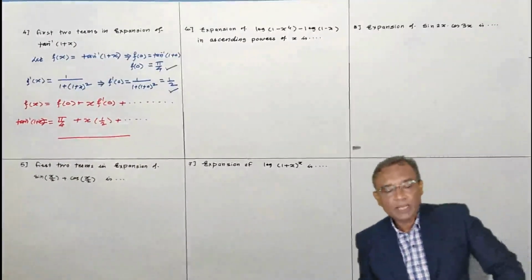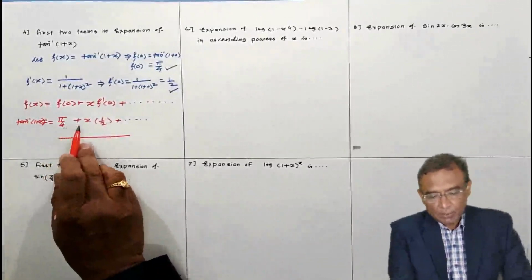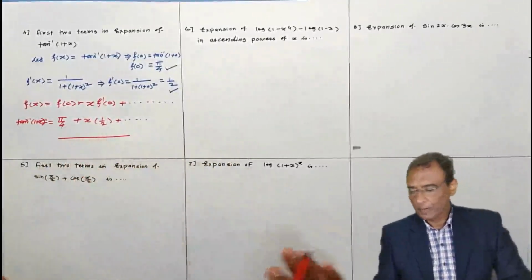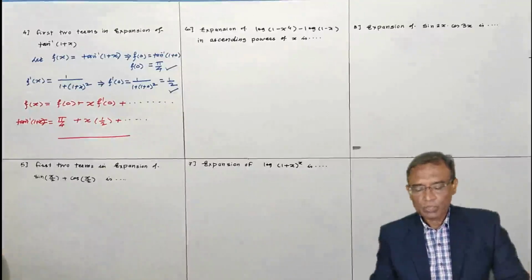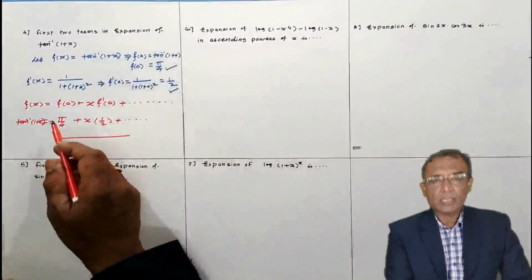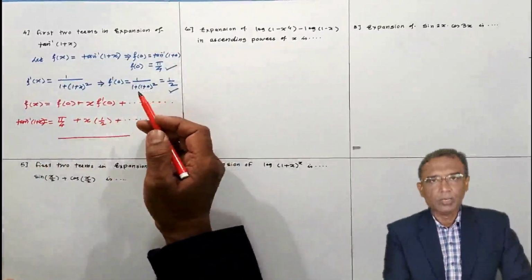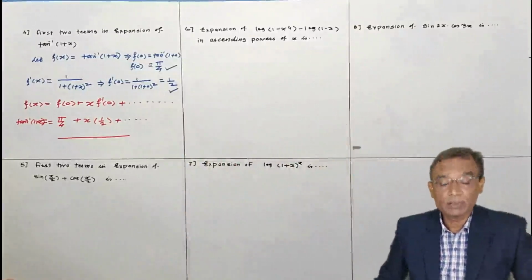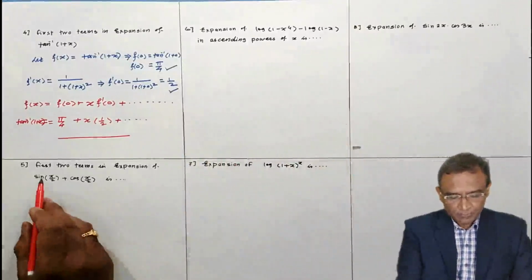We have expanded tan inverse of 1 plus x in ascending powers of x up to 2 terms only, because in MCQs the question will be asked up to 2 terms. If 3 terms are required, f double dash x will be required, that's all. If 4 terms are required, f4 0 will be required, meaning the fourth derivative of fx will be required.